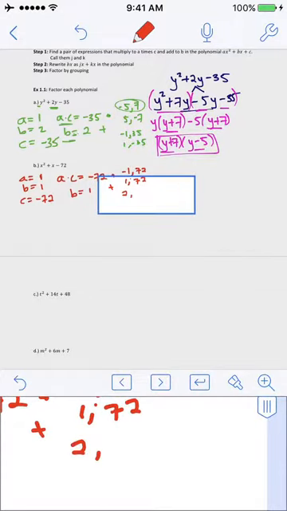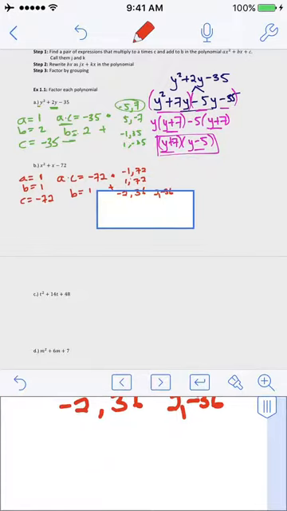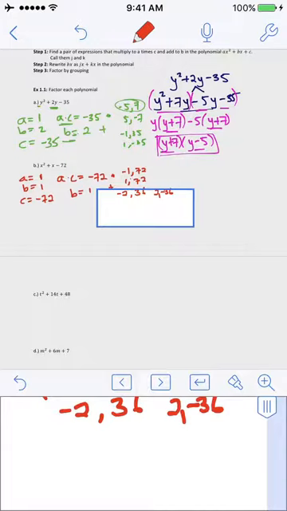2 and, well, it's even, so I know it divides by 2. 36. So 2 and negative 36? No, that's going to be negative 34. That's not 1, right? Keep going. Notice I'm just looking at them one by one, right? You're more than welcome to find all of them, but if you look at them as you go, you don't have to find all of them.